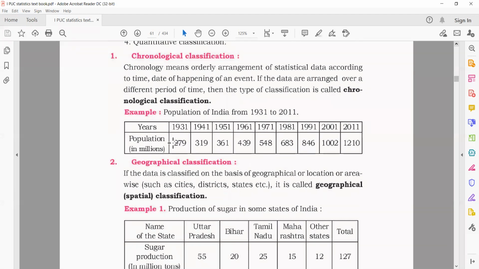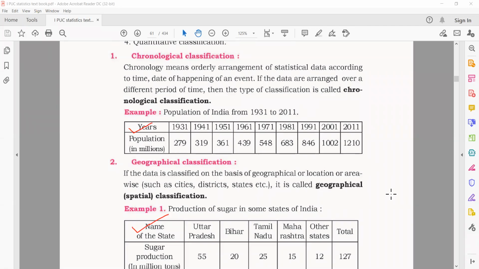So we have collected the population over the past 10 years, or in terms of decades. From 1991 to 2001, 10-yearly data is collected here, and we are using years to classify the data. Therefore, it is chronological classification. Now, the same population could be presented over countries, states, etc.